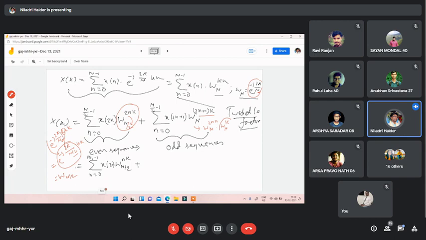That wn of k is not dependent on that summation, so I am writing it outside, wn k, and the remaining part n equal to 0 to n by 2 minus 1 x of 2n plus 1 wn to the power 2nk. Again we can write it n by 2 nk. Clear it or not? Yes, sir.